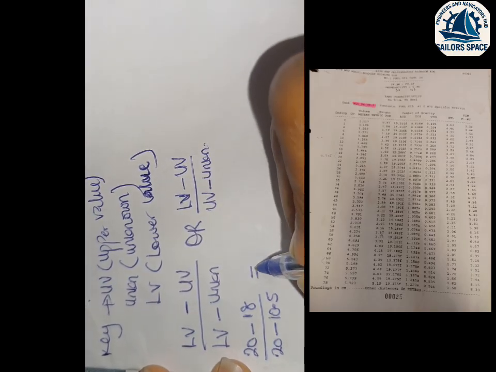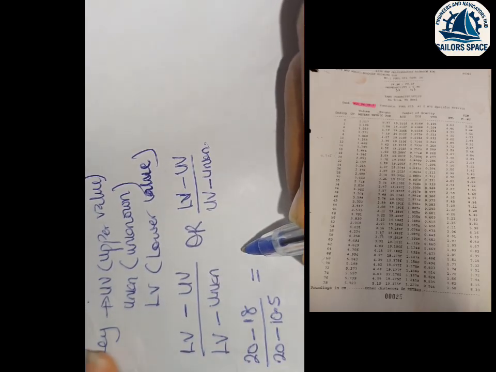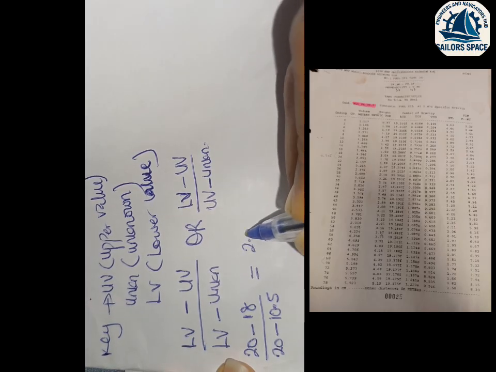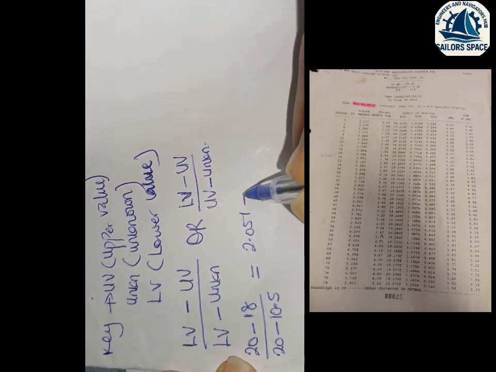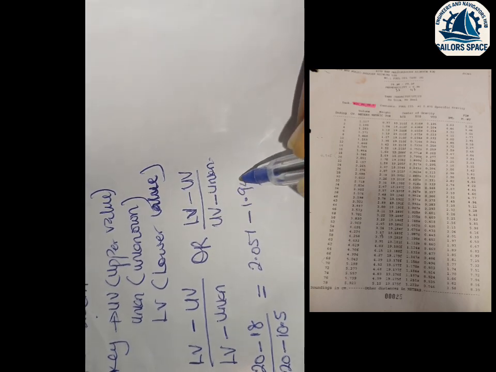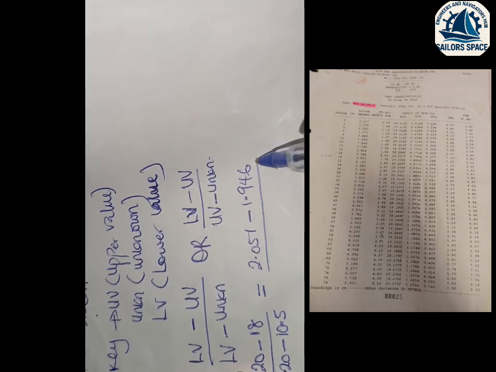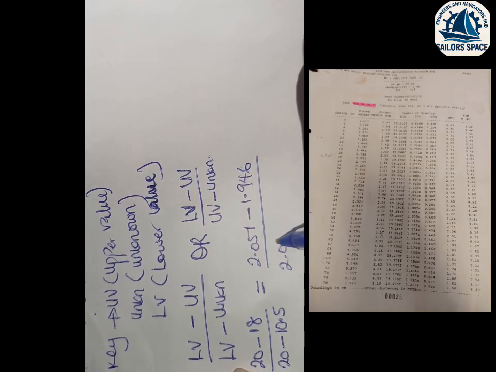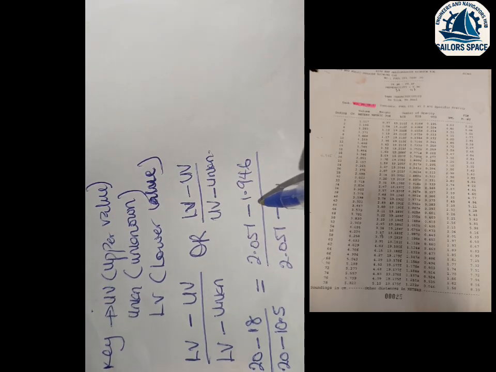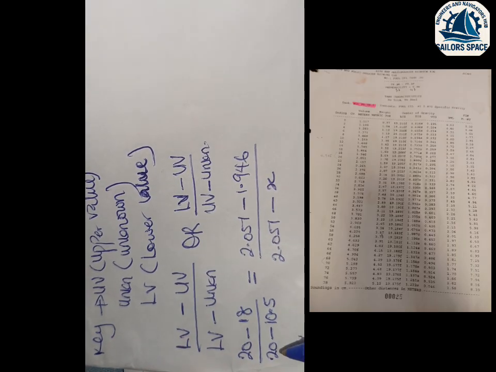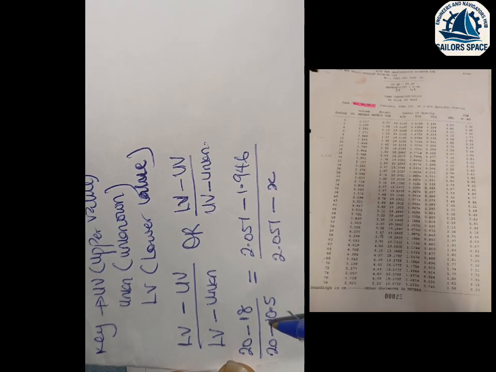So for the right hand side, the lower value is 20.051 minus 18 cm, that's 1.946, divided by the lower value 20 cm, which carries 20.051 minus the unknown for my 10.5, which is x. We like using x. Yeah, in mathematics, we always find our x's.